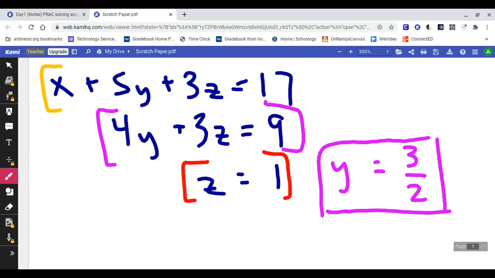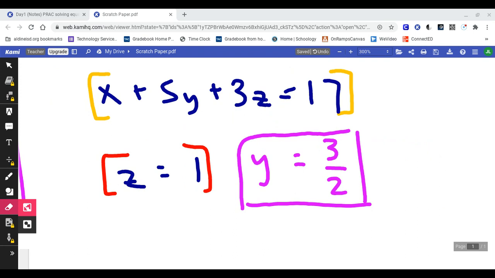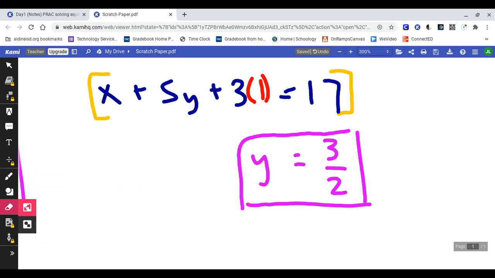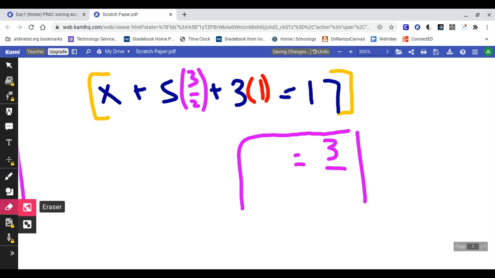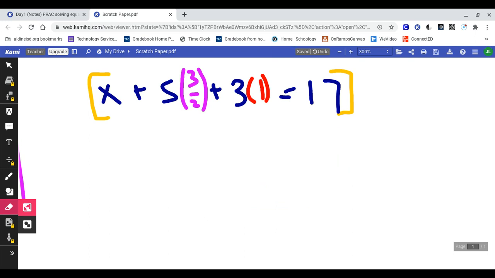Notice the only equation we haven't used yet is the first one. So we're going to do the same thing we did for the middle row, but since we have values of both z and y, we can actually plug them both in. All right, so just like with that first substitution that we did, I'm going to replace the z with a 1. And then I'm going to replace the y with my 3/2. And then from here, I'm going to simplify, and then that will let me solve for x.